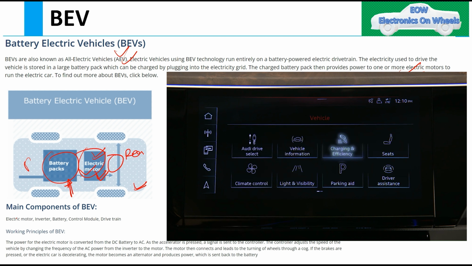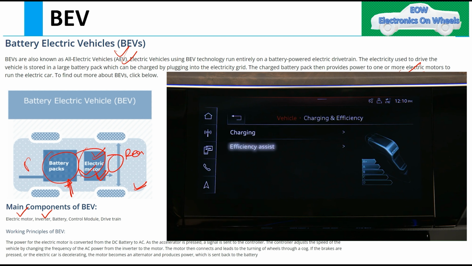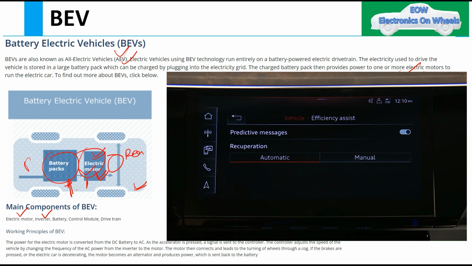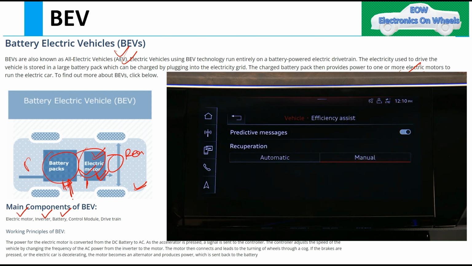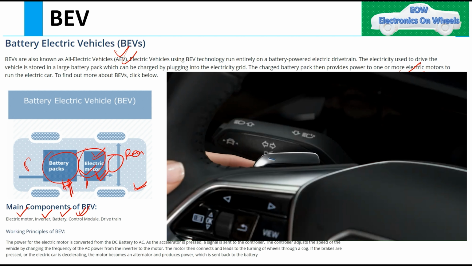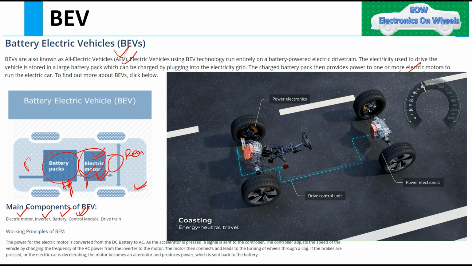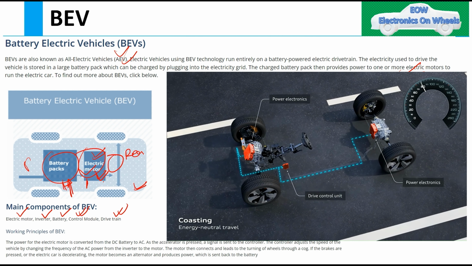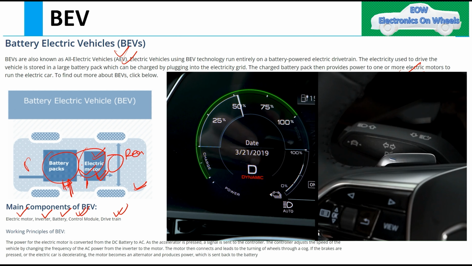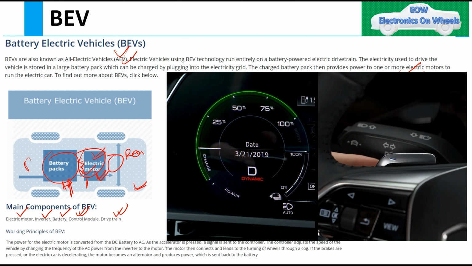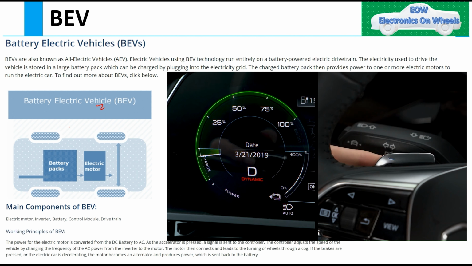The main component of BEV is electric motor, then inverter. Here we have not shown the inverter. I will show you what is the function of the inverter, why we are using the inverter. Then battery, of course, that is battery pack. Then control module, we will see that, and then drivetrain. Drivetrain is nothing but the electric transmission, so the transmission would also be there, we will see that. So what is the working principle? Let's understand the working principle of BEV.